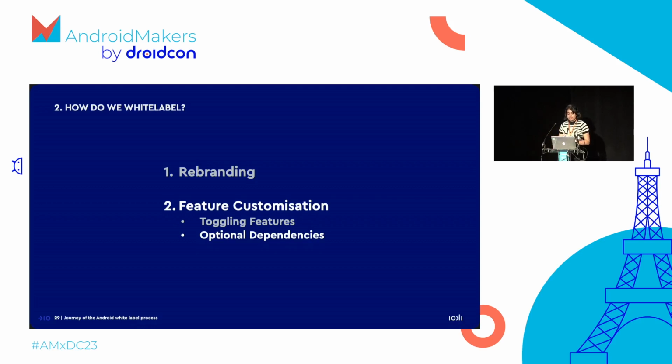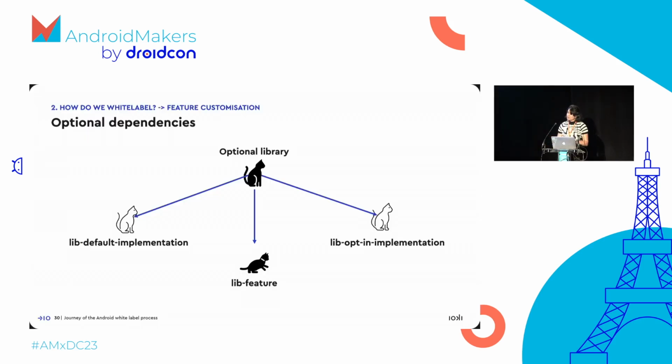So we want to find a way that we can have optional dependencies. And this is my absolute favorite feature, so let me talk about it. We've split up every single optional library that we had before.